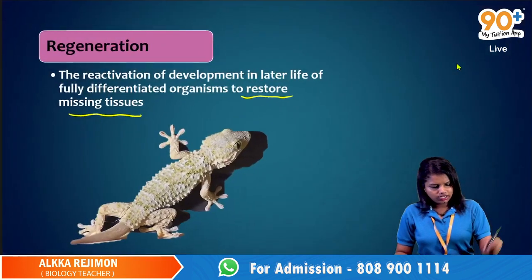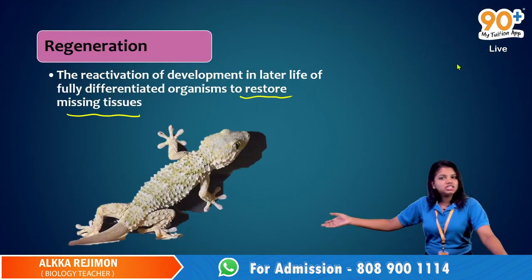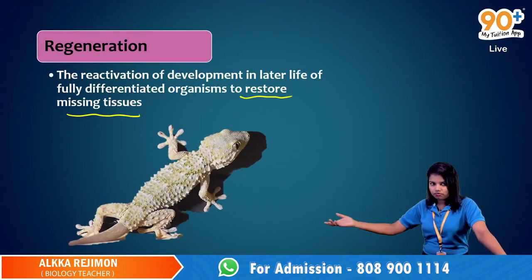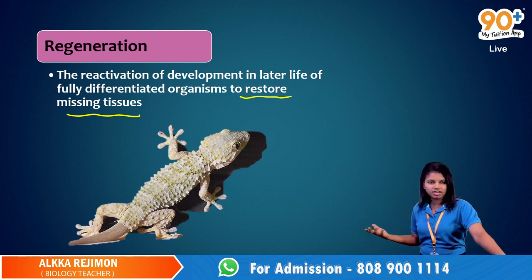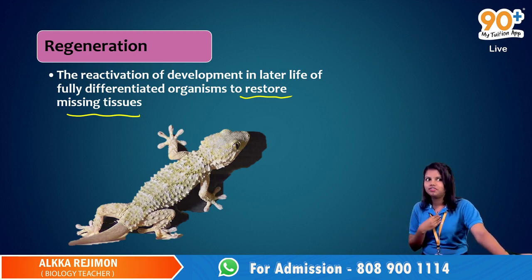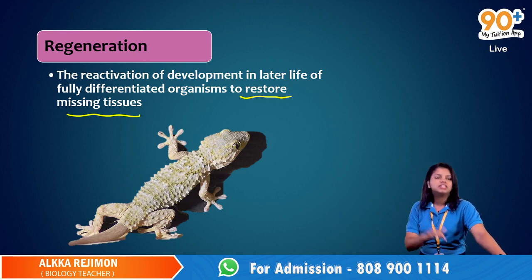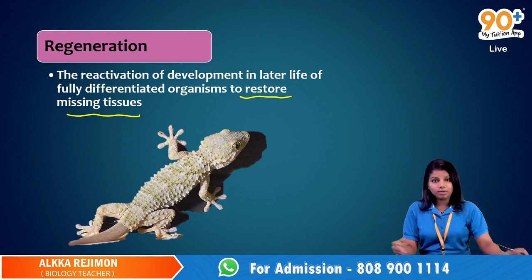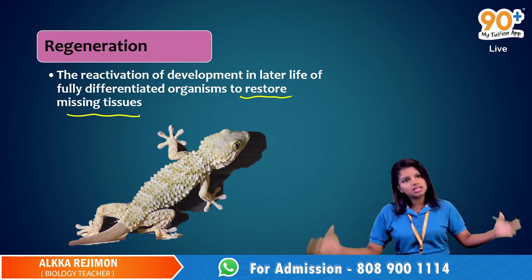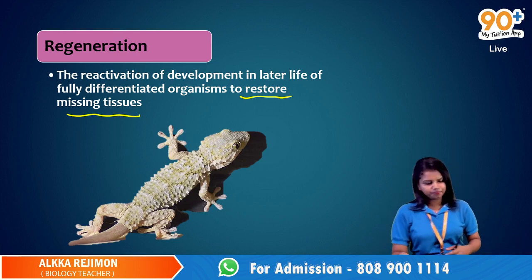So here you can see the lizard. You would have seen the tail of a lizard getting cut off while it is defending against a predator, or when it is running away from humans or anything. And this lost part can be regenerated during its lifetime. That's a kind of regeneration where a single organ is regenerating. But sometimes an entire organism itself can be recreated.